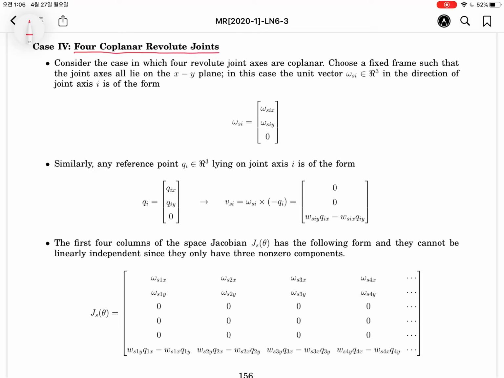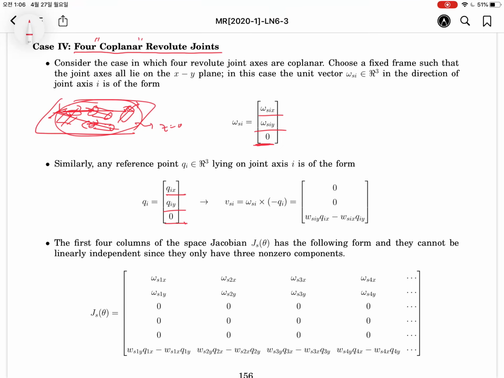Fourth case is about the four planar revolute joints. Okay. In the same plane, a revolute joint is here, here, here, and here, but all the axes exist on the same plane. Okay, WS1, WS2, WS3, WS4 will be described using these two elements, if we choose the 0G. On the other hand, if we attach the reference frame here, the Q1, Q2, Q3, and Q4 vectors will be described using the X and Y elements without Z-axis, because all the joints exist on the same plane.